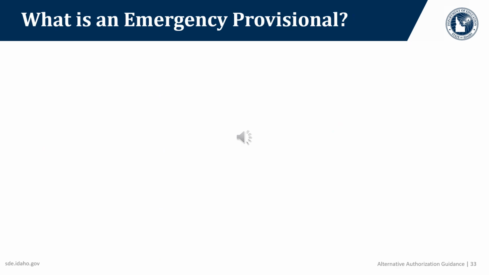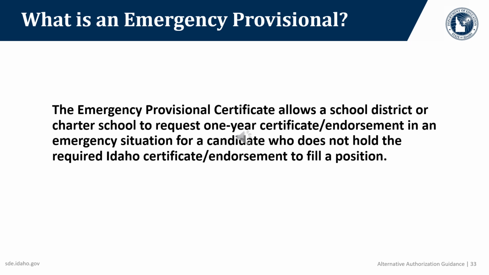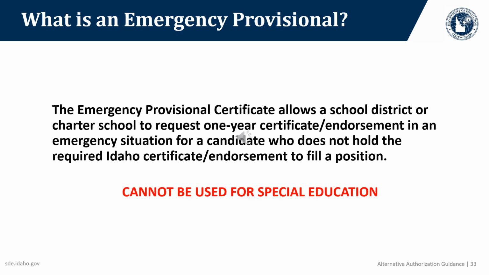The final overview is the Emergency Provisional application. What is an Emergency Provisional? The Emergency Provisional Certificate allows a school district or charter school to request a one-year certificate and/or endorsement in an emergency situation for a candidate who does not hold the required Idaho certificate and/or endorsement to fill a position. The candidate must hold at least 48 college or university credits. The Emergency Provisional cannot be used for special education.